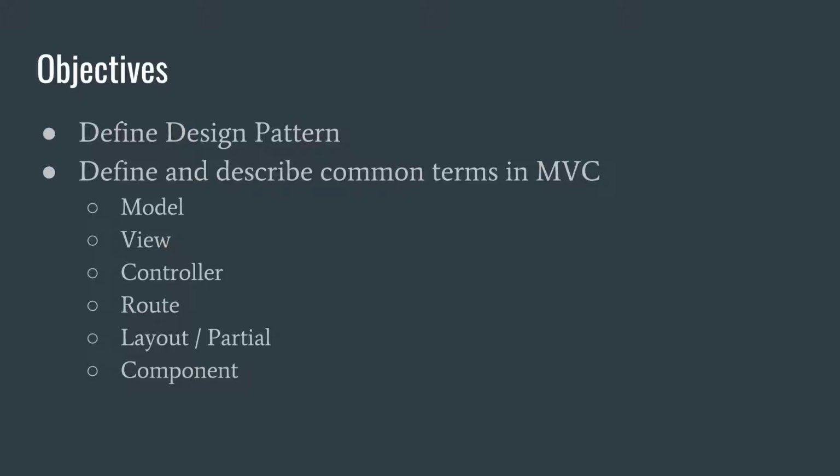Cool. So, first objective, please read it: define design pattern. The next objective: define and extract terms in MVC. First one, model. Next one, view. Next one, controller. Next one, component. Cool. So we're going to talk about MVC, but also these other terms that you're going to hear everywhere else in MVC. You've probably already heard, in doing server-side rendering with Express, of layout and partial or routes on the back end. But all of these terms are very common and used throughout front-end frameworks.